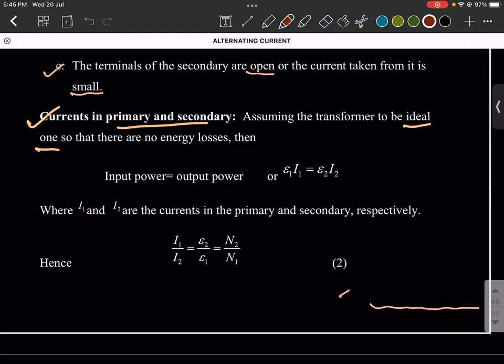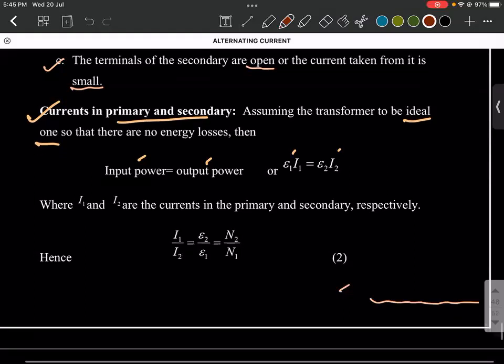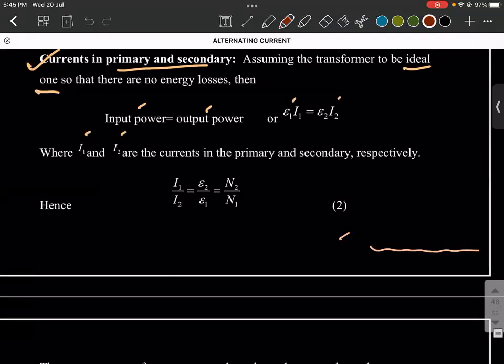If there is no power loss, can I say input power and output power should be the same? Correct? So input power is equal to output power. Under what assumption, guys? I repeat it again. Considering the transformer to be an ideal one. Input power, basically what is the electrical power? It is defined as the product of EMF and current. So E1 into I1 is equal to E2 into I2. Is that right? Where I1 and I2 are the currents in the primary and secondary respectively.